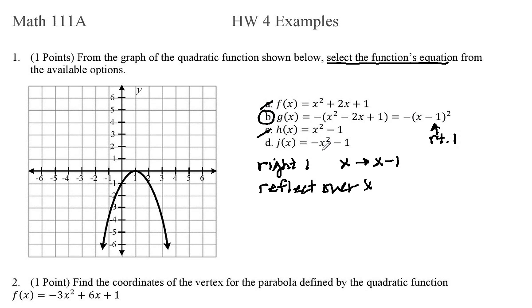So choice D here is going to flip it upside down first, and then this minus 1 on the outside shifts it down 1. And that's not what we've got going on. We're shifting to the right one, so that's an inside subtraction. And remember, the inside is a liar. It does the opposite. This is a negative 1, and it shifted it positive 1.